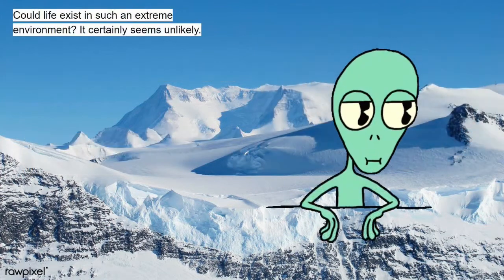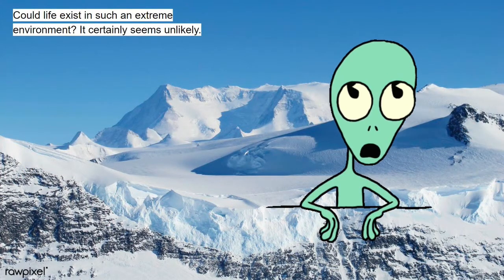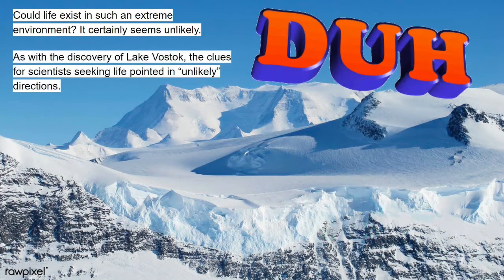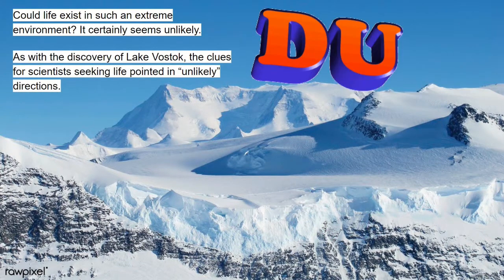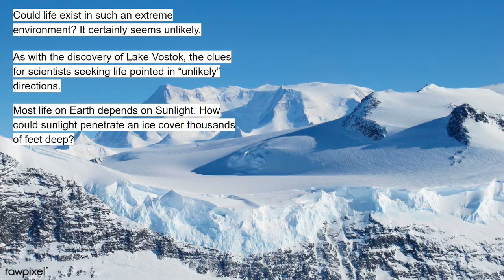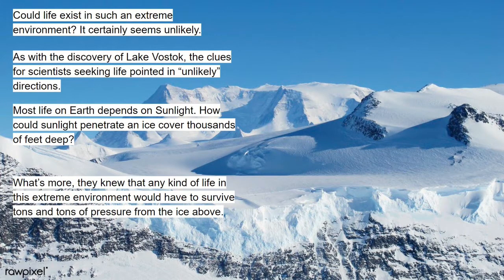Could life exist in such an extreme environment? It certainly seems unlikely. As with the discovery of Lake Vostok, the clues for scientists seeking life pointed to unlikely directions. Most of life on Earth depends on sunlight. How could sunlight penetrate an ice cover thousands of feet deep? What's more, they knew that any kind of life in this extreme environment would have to survive tons and tons of pressure from the ice above.